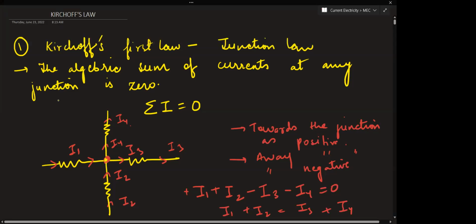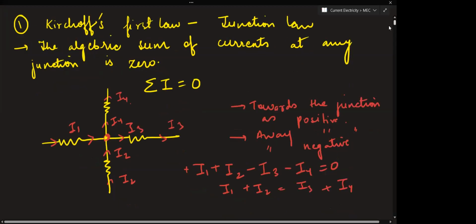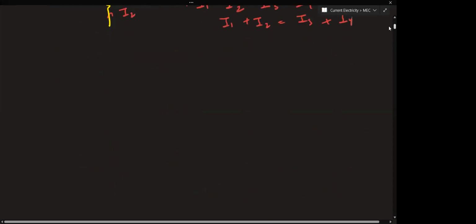Then you have one more law, the voltage law. So this first law is also known as KCL. KCL means Kirchhoff's current law. It is also written as KCL sometimes.